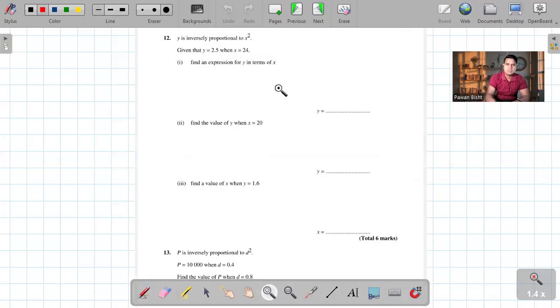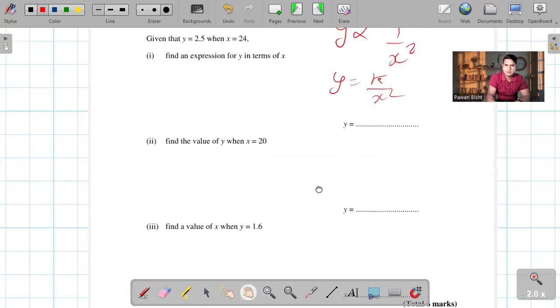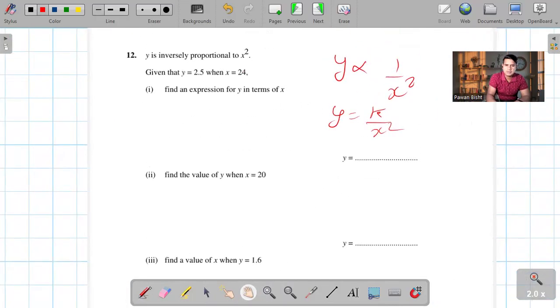Y is inversely proportional to x square. Whenever we remove the proportionality sign, a constant k comes. You know that. Okay, now they have given something. Y is 2.5 and x is 24. So put it here: 2.5 is equal to k over 24 square. Cross multiply. k will be 576 times 2.5, since 24 square is 576.